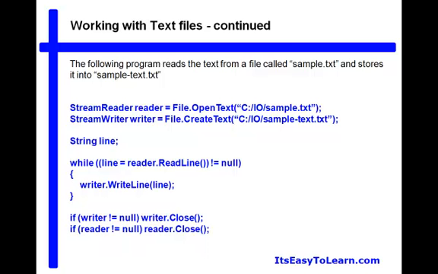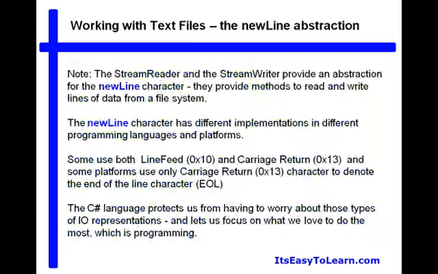The previous examples we saw were byte-based. We read the data into a byte array. Here we are reading the data using the stream reader into a string using the readLine method, and then we're writing the entire string into the underlying file system using the writeLine method. So please note, this is the major difference between byte-based I/O and text I/O. So what does this give us? The stream reader and the stream writer provide an abstraction for the new line character. They provide methods to read and write lines of data from the file.